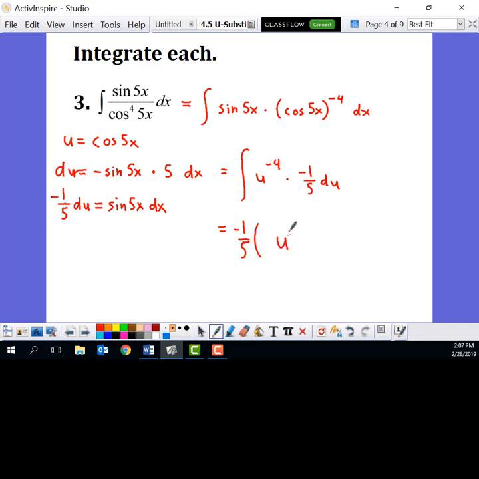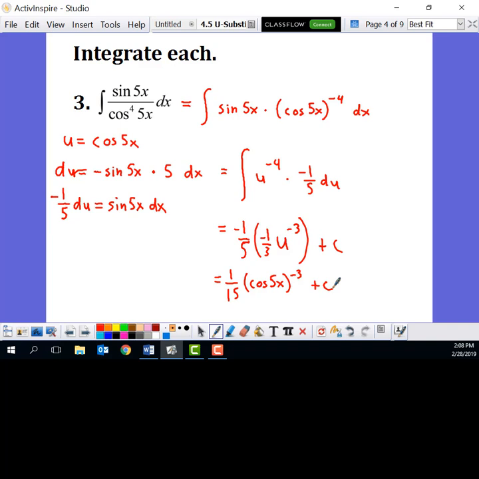So we add 1, so that's going to become u to the negative 3rd. And then I don't see a times negative 3 on the front of the integral, so I'm going to multiply that by the reciprocal, which is negative 1/3. And again, don't forget the plus c. So now I can just multiply the negative 1/5 times the negative 1/3, so I get 1/15 times cosine of 5x to the negative 3rd power plus c.